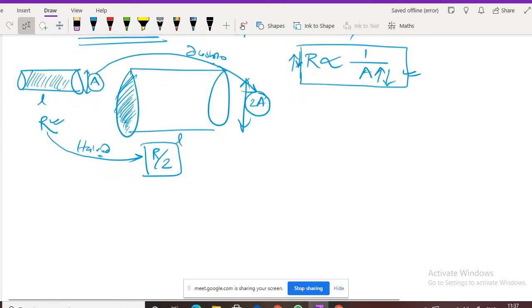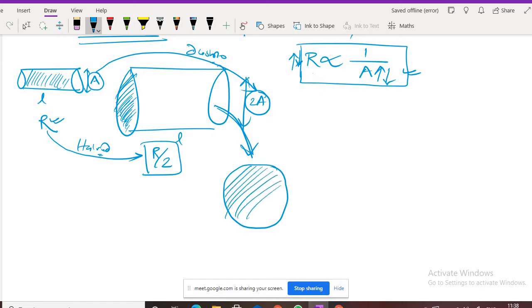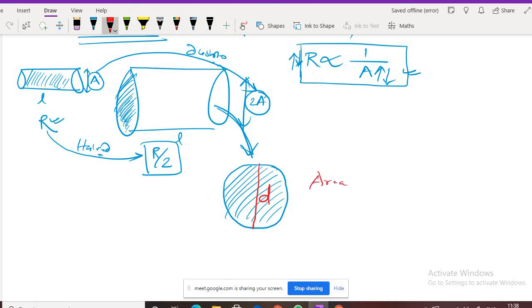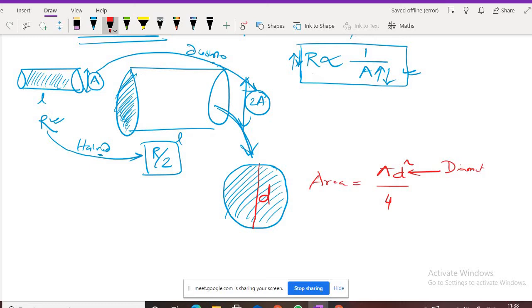There is another point you should keep in your mind. The cross-sectional area, if I draw it like this, will be a circle. This is the cross-sectional area. If I draw the diameter of the circle, suppose D, we know that the area of a circle will be pi d square by 4, where D is the diameter. Yes or no? This much you have understood?